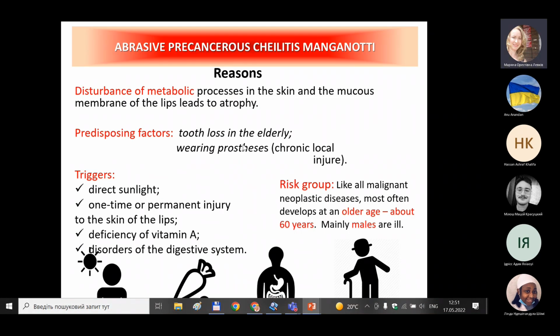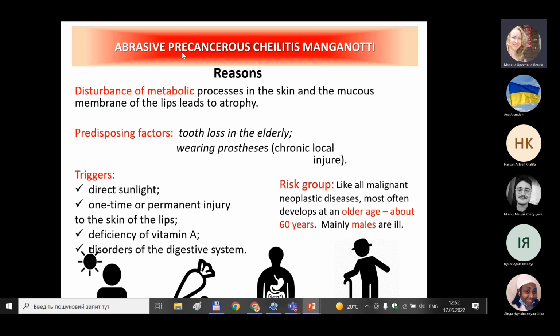So, reasons for abrasive precancerous cheilitis of Manganotti. First of all, it is disturbance of metabolic processes in the skin and the mucous membrane of the lips that leads to atrophy. Predisposing factors could be tooth loss in elderly people, wearing prosthesis, which means chronic local injury to the area where the prosthesis causes some injury.